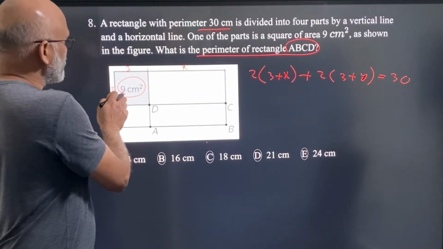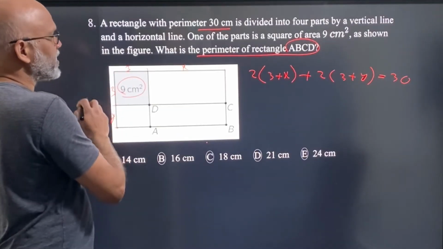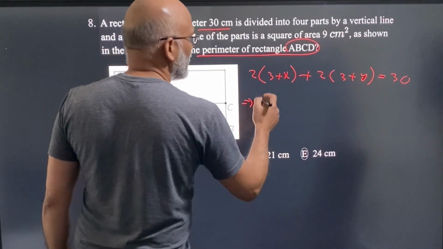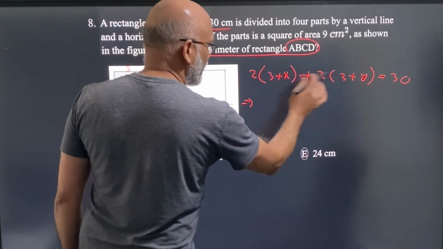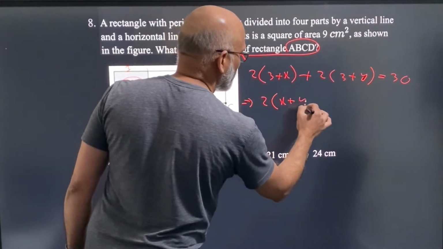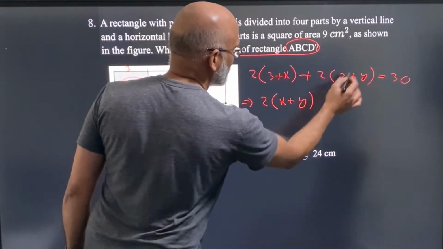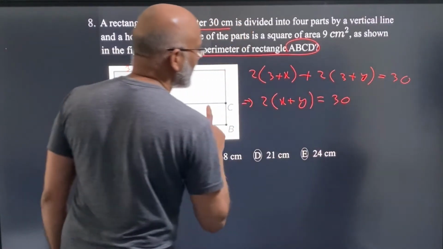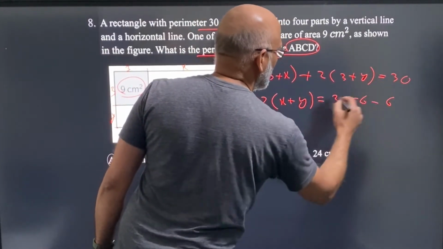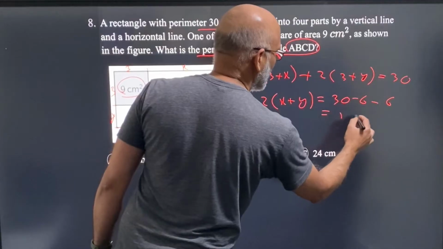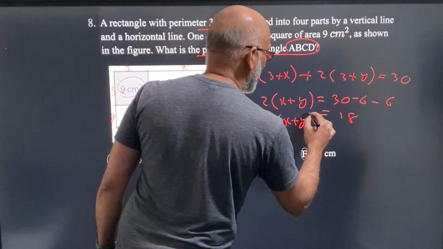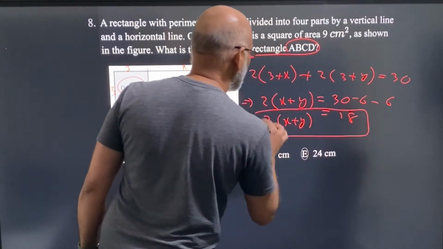Now area is in centimeter square. So square root of that is 3 is also in centimeter. So I'm just ignoring the units because everything is in centimeter. Now let me collect the variables together. So this is 2x and this is 2y. That is equal to 30 minus 2 times 3 is 6 minus 2 times 3 is 6. So this is 30 minus 12 is 18. So that is 2 times x plus y, right? So 2 times x plus y is 18.